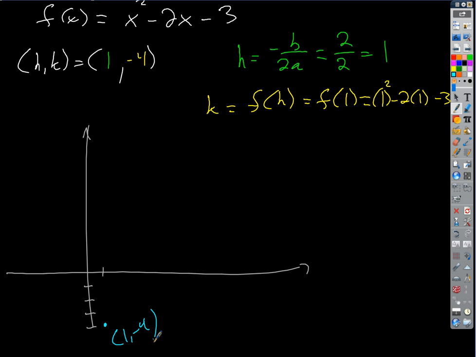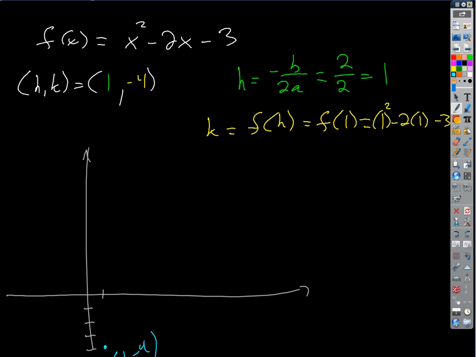And we know what a is. a is the vertical dilation factor, so we're not stretching it at all, right? So we could sketch some points and create the shape of this thing, and that's what we've done so far. What's some other stuff we could do? How about the intercepts? Those are oftentimes really important things to find.